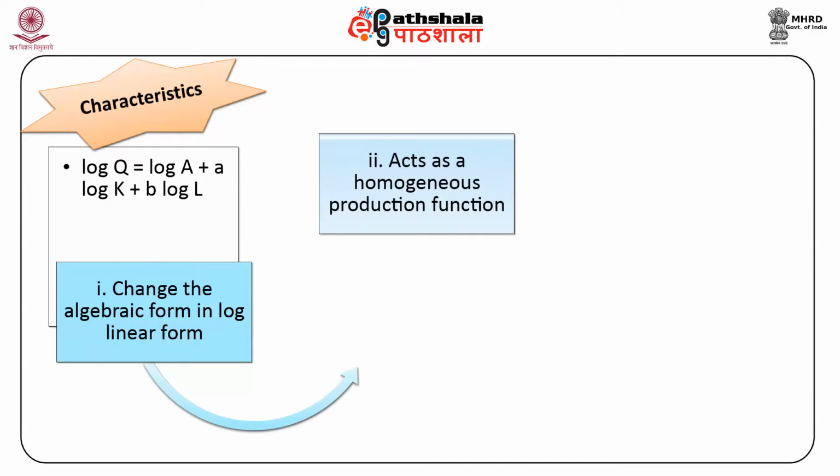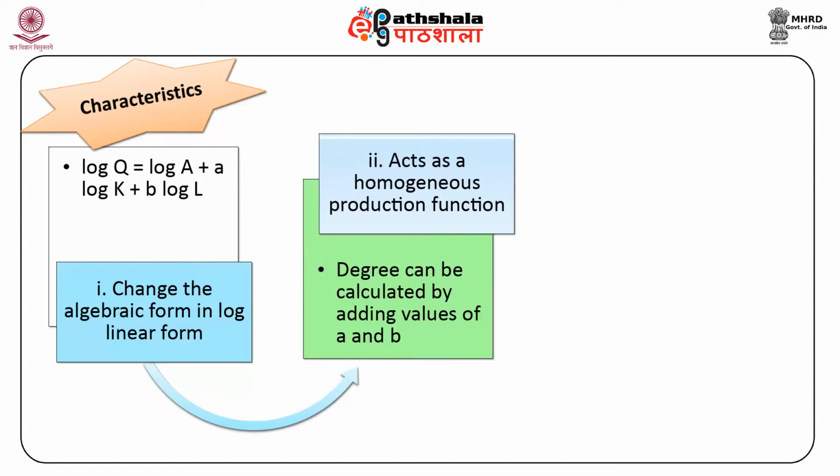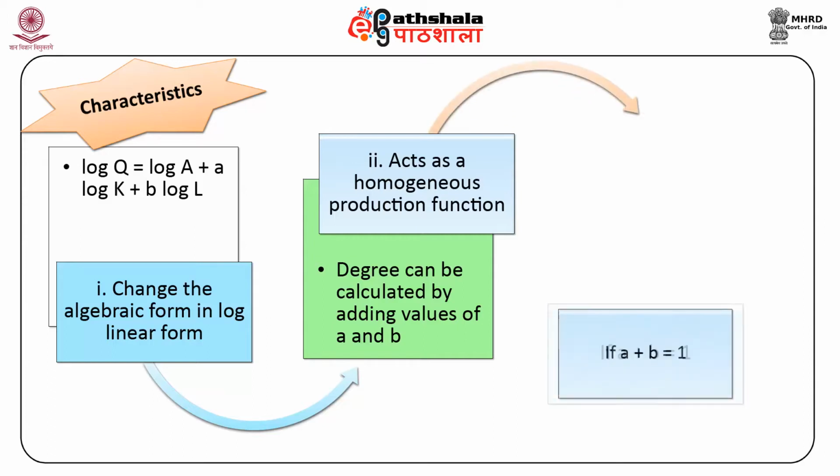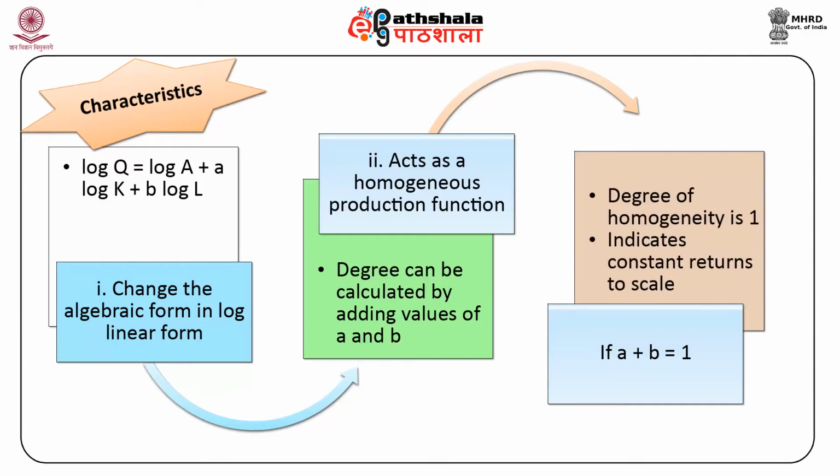Second, it acts as a homogeneous production function whose degree can be calculated by the value obtained after adding the values of a and b. If the resultant value of a plus b is 1, it implies that the degree of homogeneity is 1 and indicates constant returns to scale.